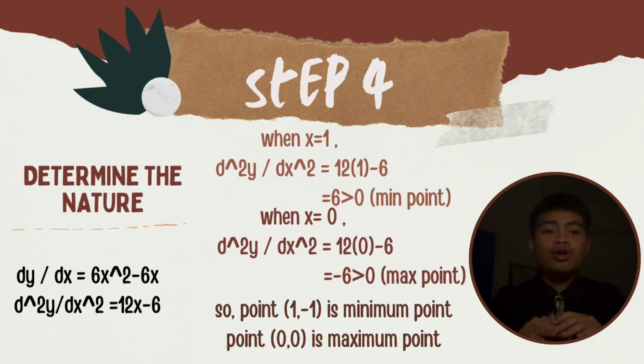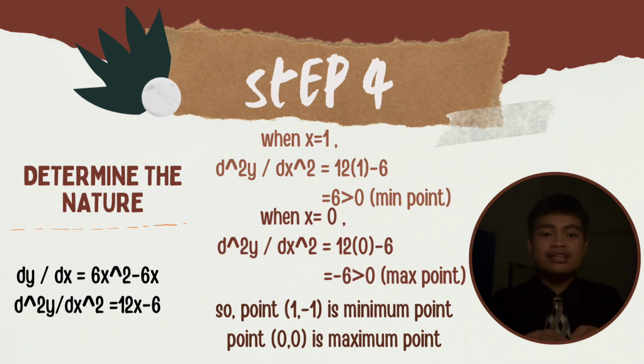Now, I'm going to explain step 4, which is to determine the nature of the stationary points to sketch the graph. Basically, nature is about differentiating the equation that you just differentiated in step 1, which is 6x squared minus 6x. So the second derivative is 12x minus 6. You just got the values of x in step 1, which are x1 equals 1 and x2 equals 0. So substitute the values of x1 and x2 into the equation.